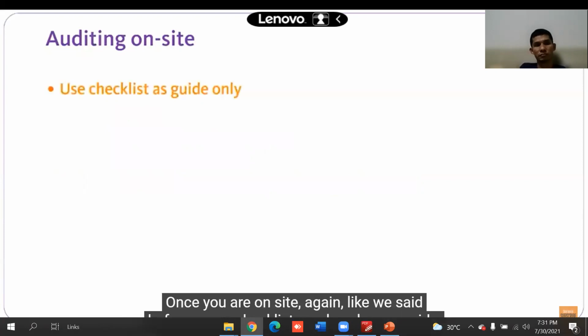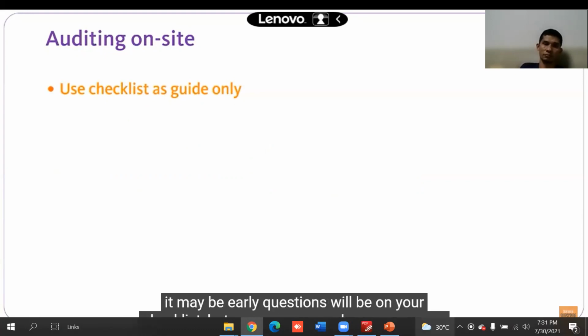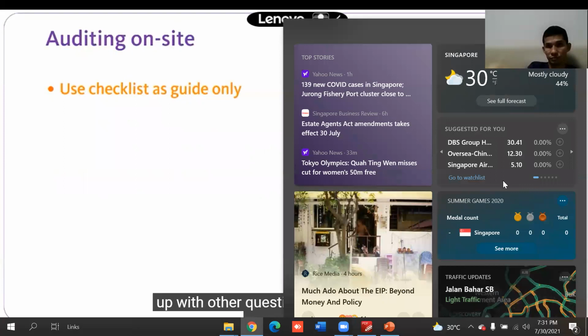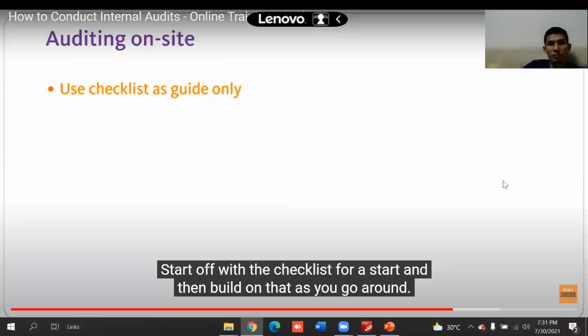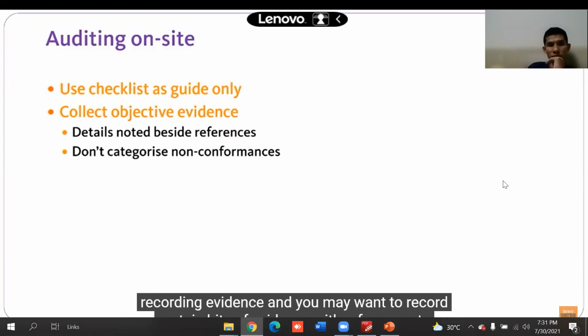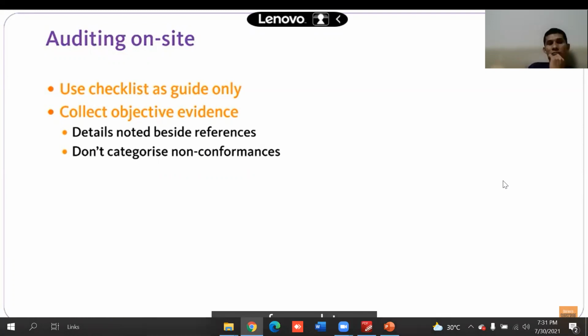So once you are on site, again, like we said before, use a checklist as a guide only. Early questions will be on your checklist, but as you go around, you may come up with other questions that aren't even on your checklist. So just start off with the checklist and then build on that as you go around. Collect objective evidence as you're doing things. You may have a notebook where you're recording evidence, and you may want to record certain bits of evidence with references to cross-reference later on.